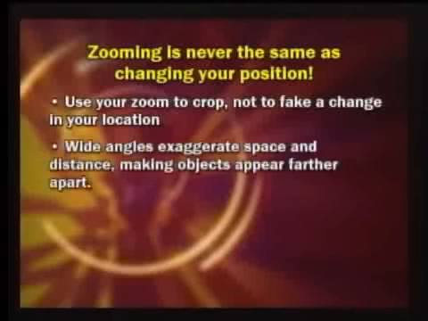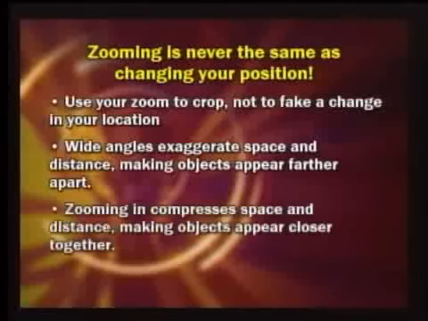And the main reason we do that is because wide angles exaggerate space and distance. Wide angle on a lens makes objects appear further apart. And then conversely, zooming in compresses space and distance, making objects appear closer together.